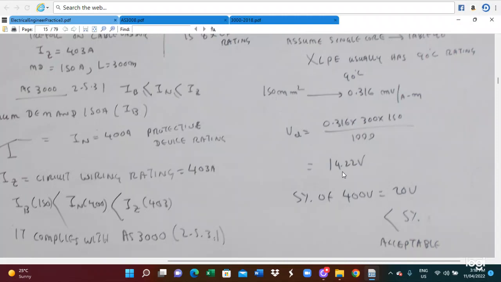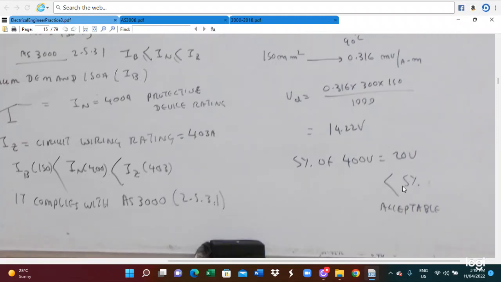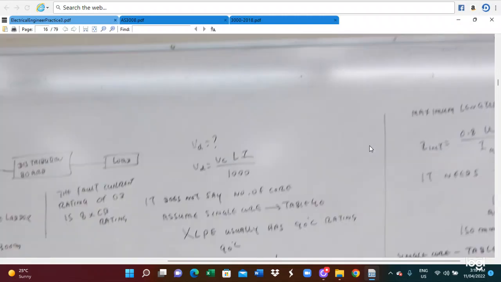So in this case, this 40.22 volt is less than 5%. 5% of the supply voltage, 400 volt, 5% is 20 volt. So 5% of supply voltage is 20 volt. We calculated the voltage drop is 40.22 volt. So this is less than 5%. So this is acceptable.